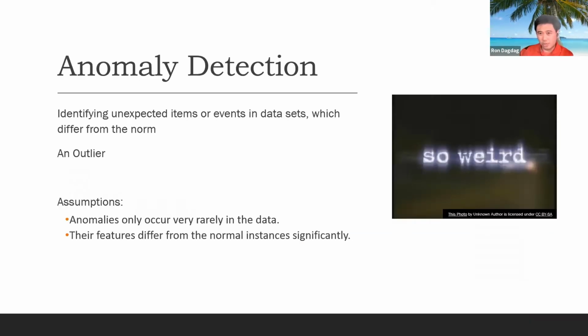So anomaly detection, for me, is kind of like the Spidey Sense. It's identifying unexpected items or events in your data set. You have a bunch of data that's streaming in, not just from your database, but think about it from an IoT sensor, and then sometimes you figure out that there's an outlier or something that's so weird.